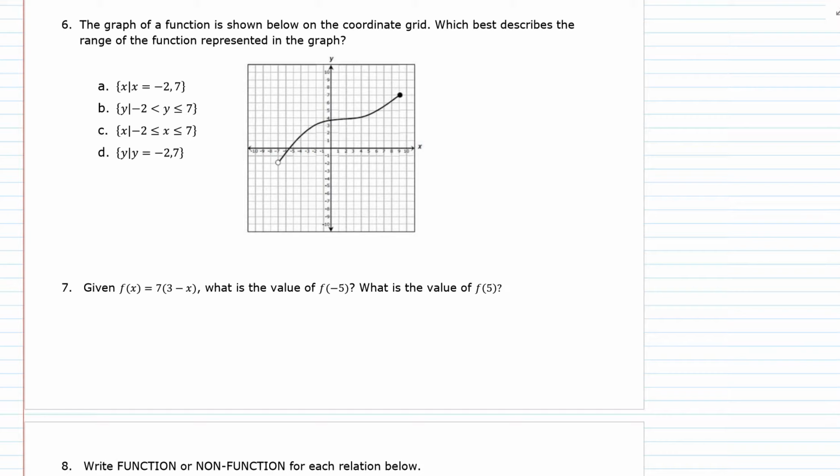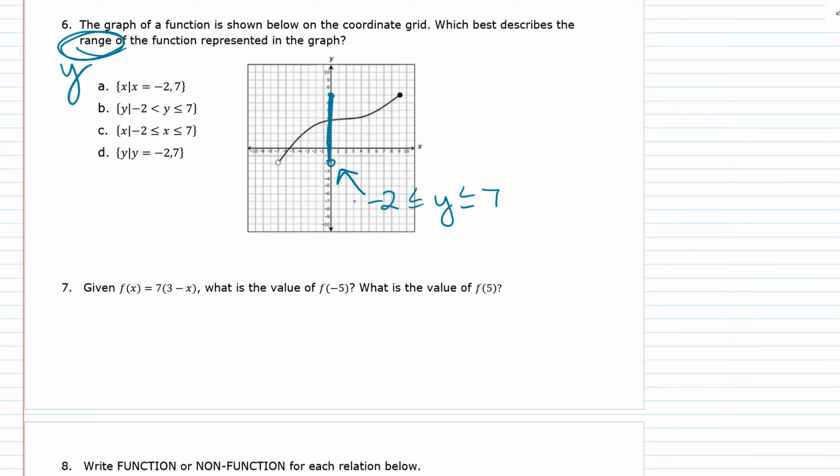For number 6, the graph of a function is shown below, which best describes the range. Yet again, range means y, so we're going to squish the graph to the y-axis. When we do that, this point comes over to 7. This point comes over to -2, and that whole line right here gets squished all to the y-axis, so now it's just flat. The lowest y value that was used is -2. The highest y value that was used is 7, so our range is from -2 to 7.